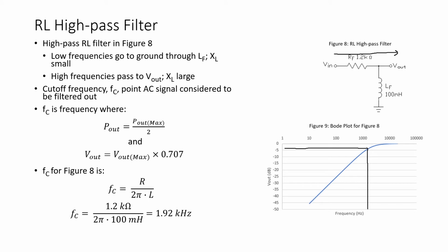Mathematically, the cutoff frequency for the circuit of figure 8 is R divided by 2 pi L. Again, substituting in our known values for R and L, we calculate a cutoff frequency of 1.92 kHz.